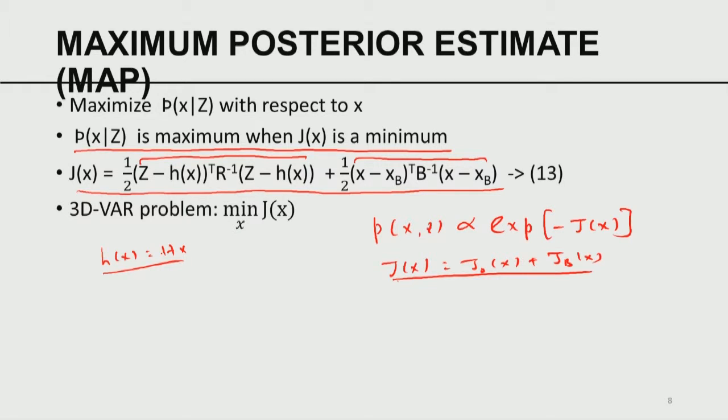This minimization problem has come to be called the 3D-VAR problem. The three-dimensional variational assimilation problem is essentially minimizing the two quadratic forms, one coming from background, another coming from observation, and so minimizing J of x with respect to x is an unconstrained minimization problem, a lot easier, there is no constraint.